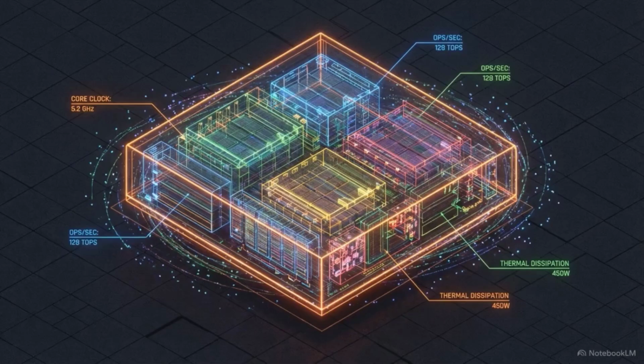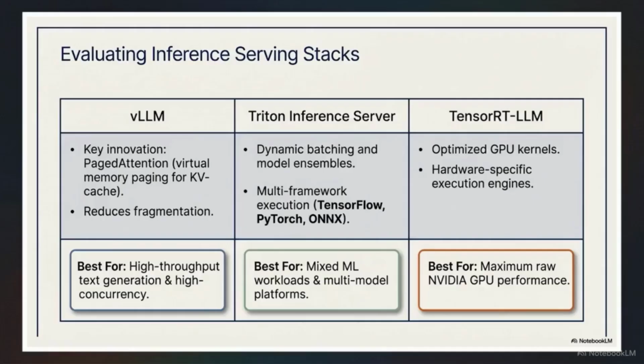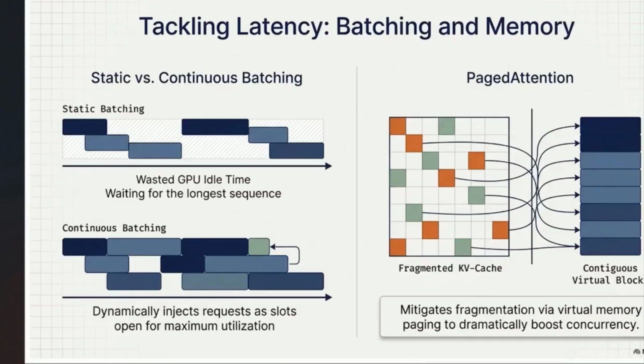At the base of the software stack sits the inference engine, executing model weights directly on GPUs. This table evaluates the primary inference serving stacks. vLLM is optimized for high-throughput text generation and concurrency, while TensorRT-LLM focuses on extracting maximum raw performance. These engines utilize continuous batching, dynamically injecting new requests as computation slots open to eliminate wasted GPU idle time.